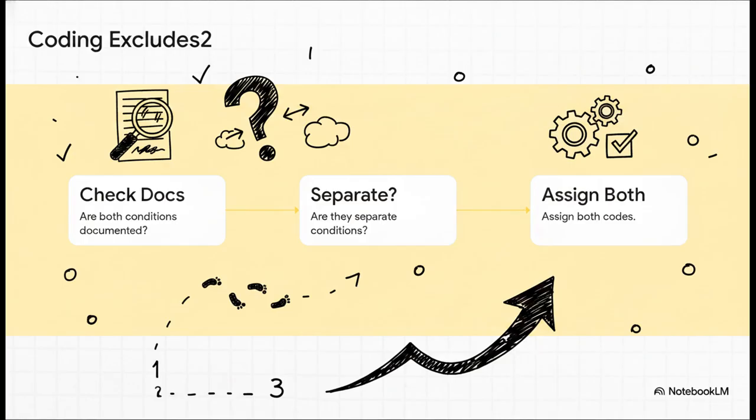Let's see how all of this builds into a final, totally logical thought process. This is exactly how you should apply the Excludes2 guideline in practice, step by step. Step 1. You ask yourself, are both conditions documented? If yes, awesome, you move to step 2. Are they separate conditions as indicated by the Excludes2 note? If the answer is yes, again, you have successfully cleared the necessary checks. You move confidently right to step 3. You assign both codes. It really is that structured, and it really is that straightforward once you get the confusion of Excludes1 out of your head.